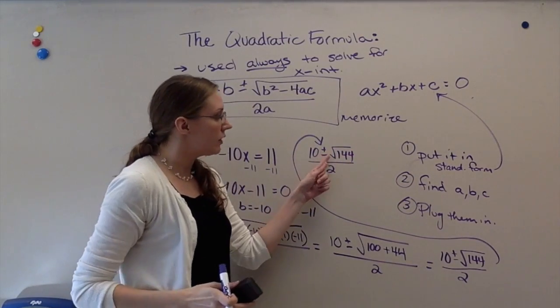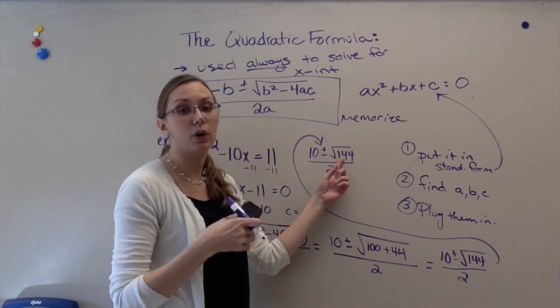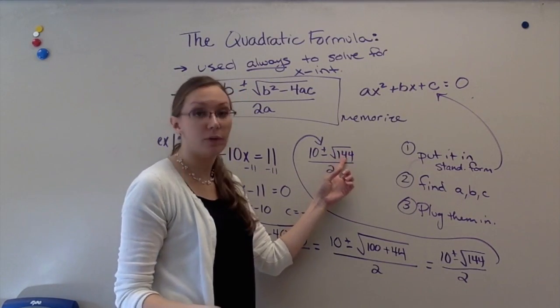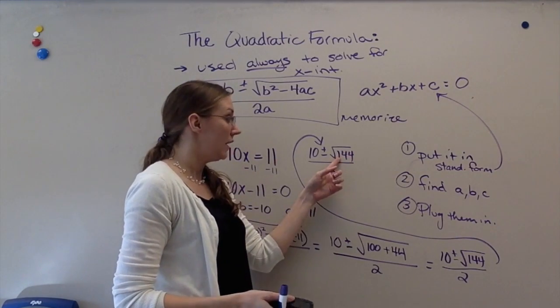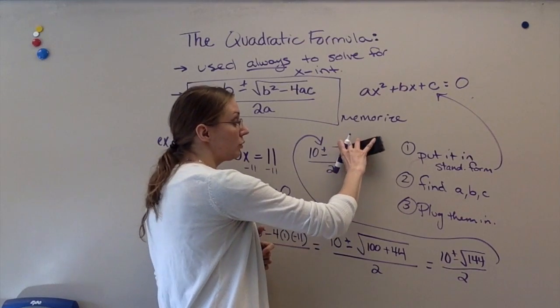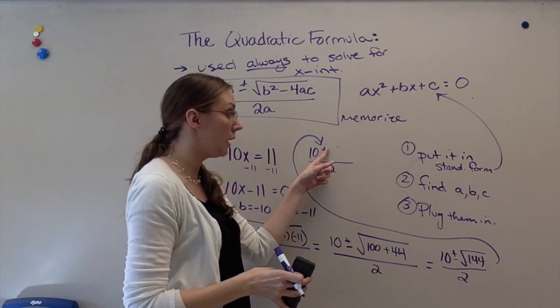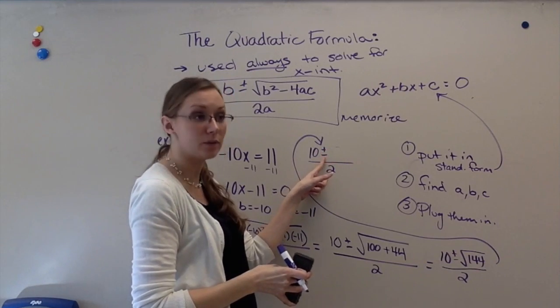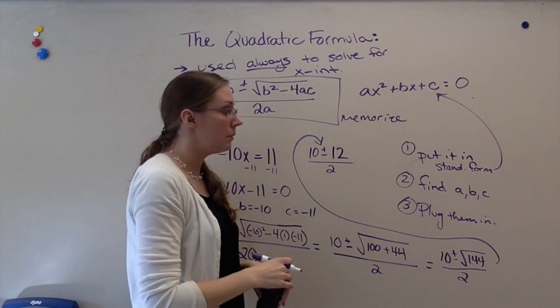Now I can simplify the square root of 144. Hopefully you know that by heart. 144 is a perfect square. It will not always be a perfect square. Okay? Sometimes we're going to have an irrational number here. Because this is a perfect square, we're going to get a nice rational number. 12 times 12, or positive 12 times positive 12, negative 12 times negative 12, is going to give us that 144. So I'm going to plug that in.